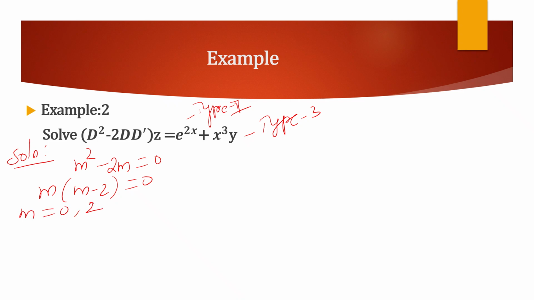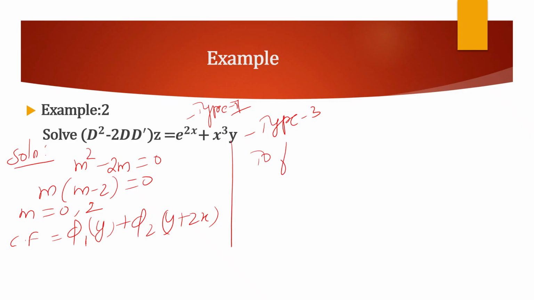So for this case the complementary function is written in this form: phi 1 of (y plus 0x), that is y, plus phi 2 of (y plus 2x). So now let us come to the right hand side. To find the particular integral, we'll consider the first function first. Correspondingly the particular integral is taken as particular integral 1. I'm going to consider only the first function, that is an exponential function of the form e power ax plus by.